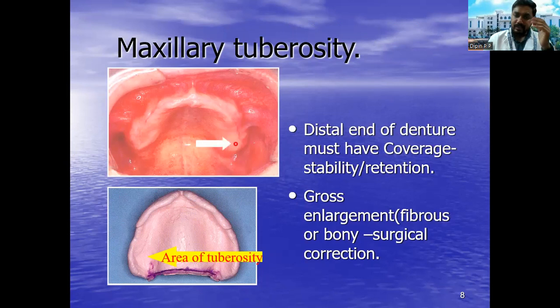In some patients, there will be some growth enlargement, fibrous or bony enlargement, of the maxillary tuberosity. The maxillary tuberosity, in the posterior most area, is considered a secondary stress bearing area. Also, if there is an enlargement, it should be removed by surgical correction.